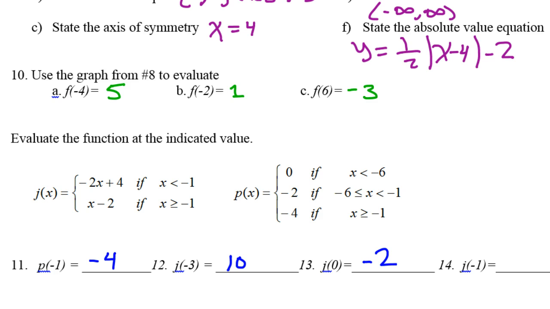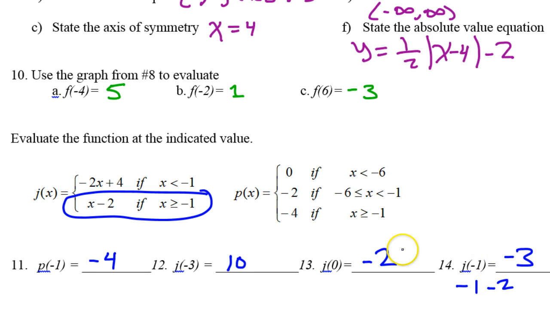All right, last one. Function j again. Most of these are function j. Negative 1. Notice that both of these domain restrictions involve the number negative 1. But we're going to pick the one that says or equal to negative 1, because obviously negative 1 equals itself. So that means we're using the x minus 2 version of this function. If x is negative 1, then that makes this negative 1 minus 2, which is negative 3.